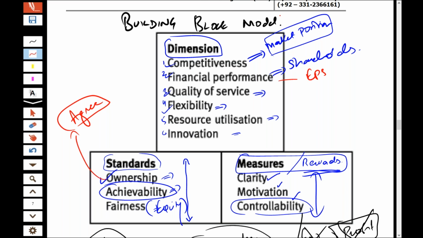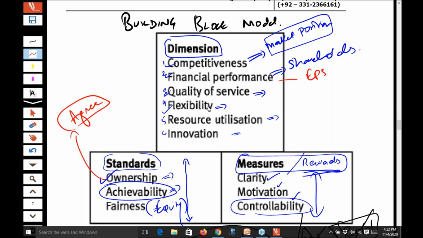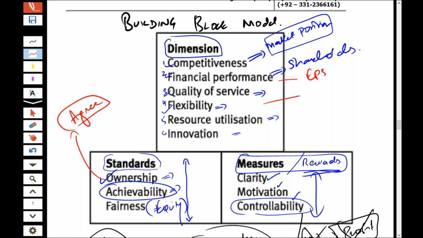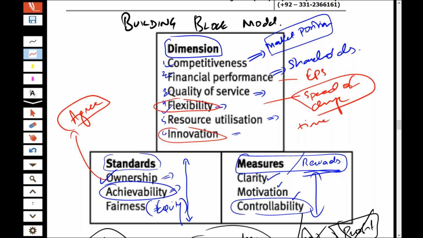Okay, let's move a bit forward. For flexibility, the performance indicator would be the speed of change. Where there is no innovation, flexibility and innovation can be mixed up. Time taken to introduce a new product. This could be done.